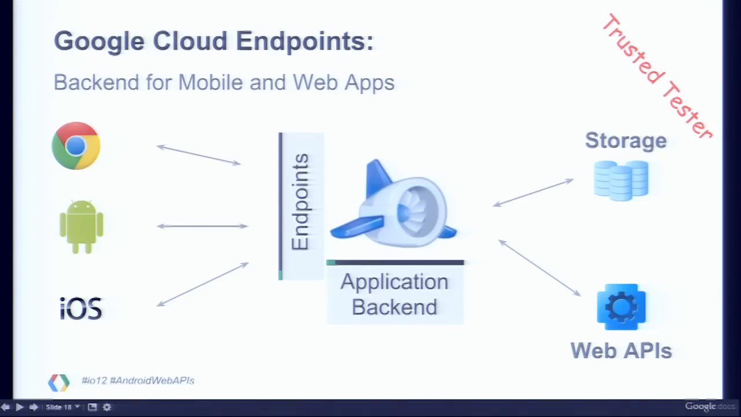And where does App Engine store all its data? It's got a variety of options. It's got a NoSQL, highly scalable data store, which you can use to store your data. If you're not a NoSQL junkie, if you're a SQL junkie, you can also use Cloud SQL, right?